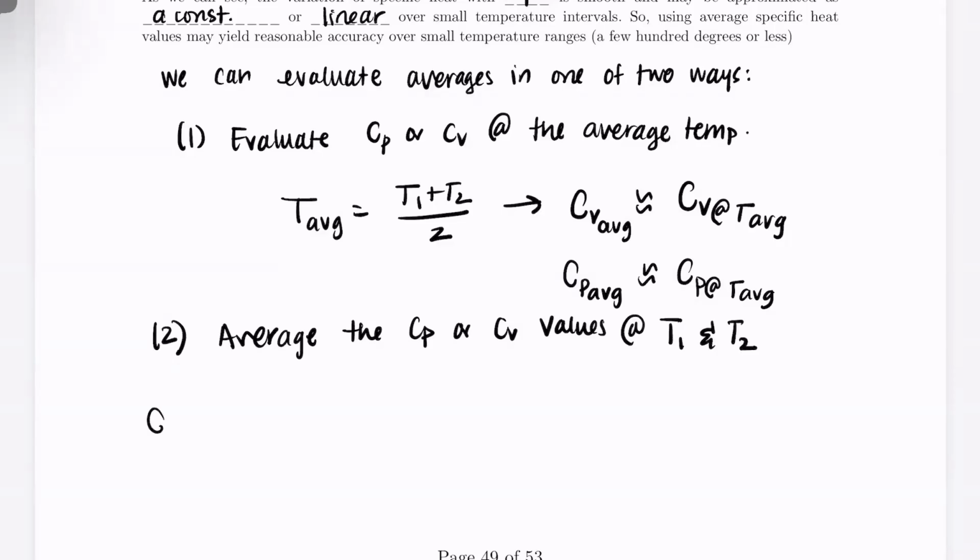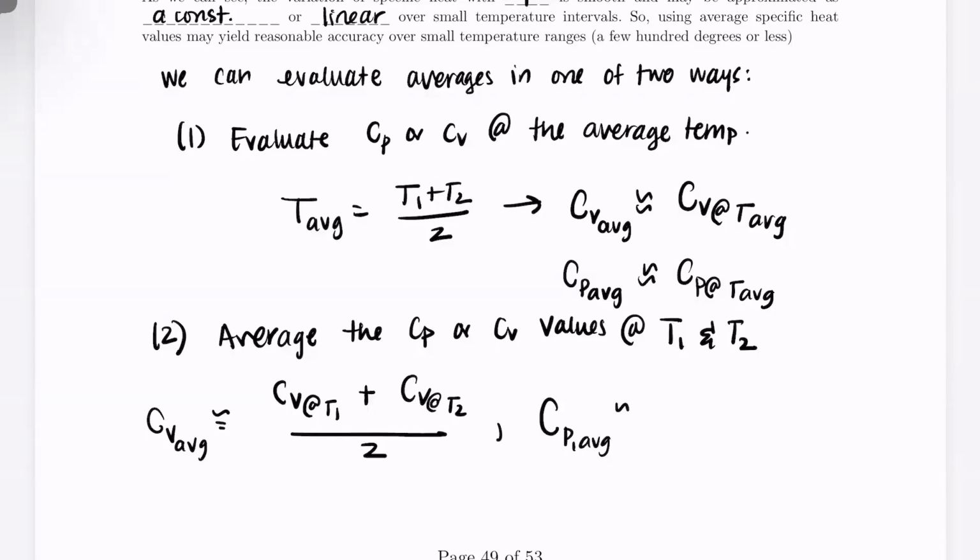All right, so then we would say CV average is equal to CV at T1 plus CV at T2 divided by 2. And then the same thing for CP average. We have CP at T1 plus CP at T2 divided by 2. All right. Usually both of these approaches will give you reasonable results. So there's not one that's better than the other. You're free to use either one.